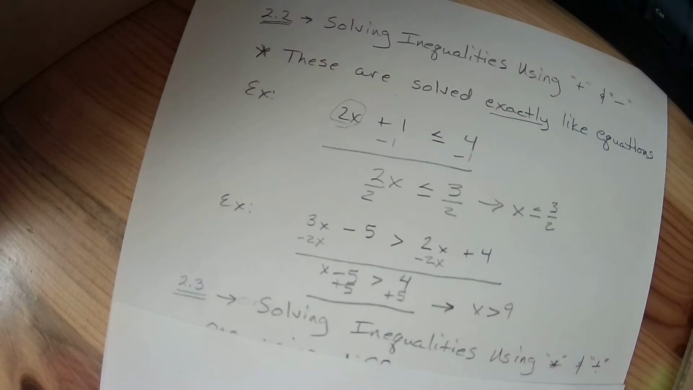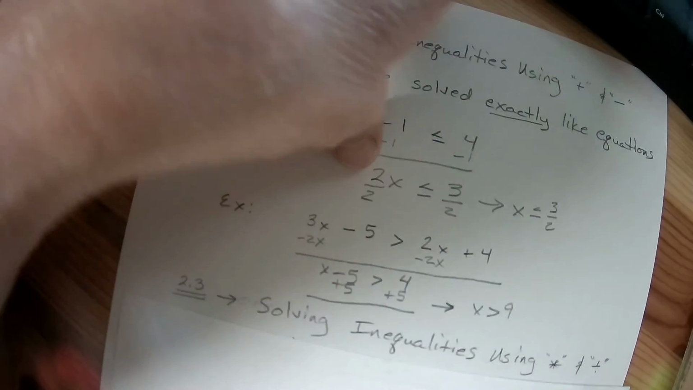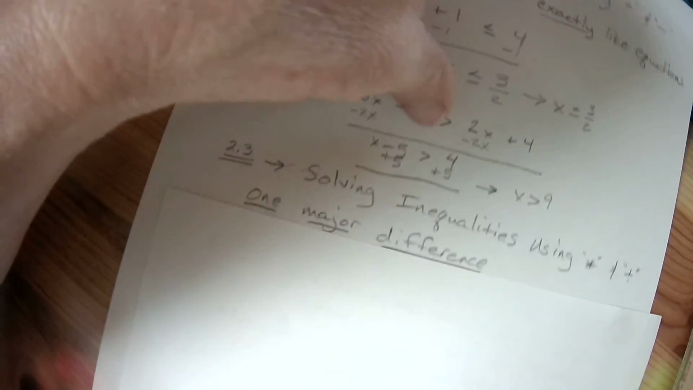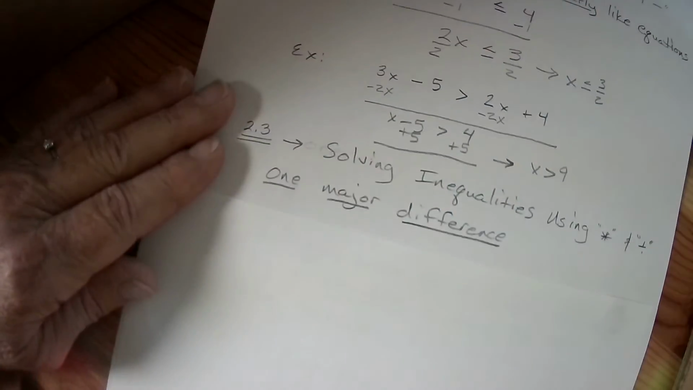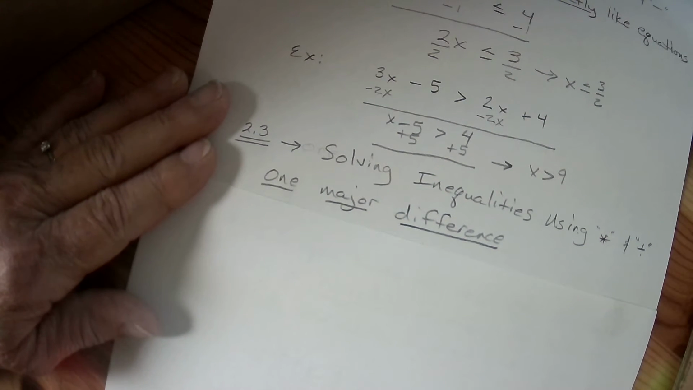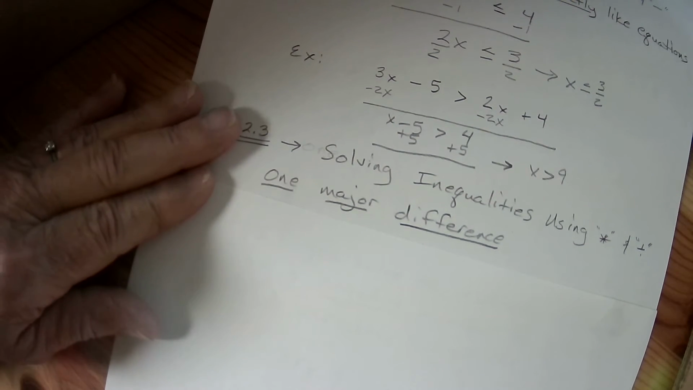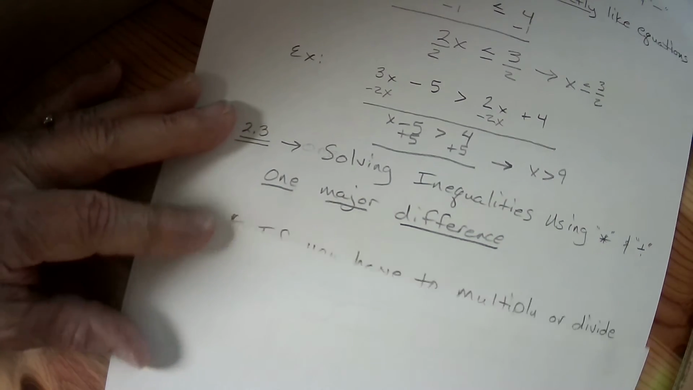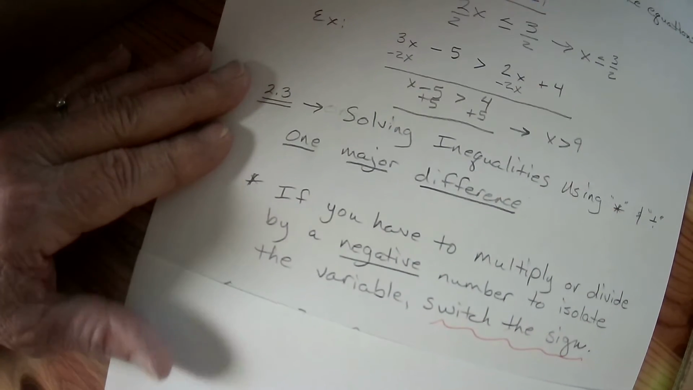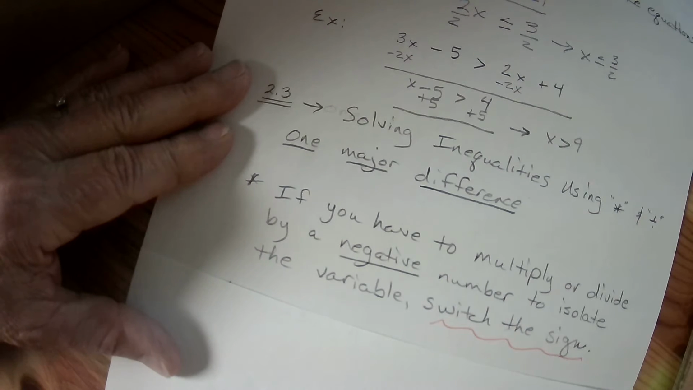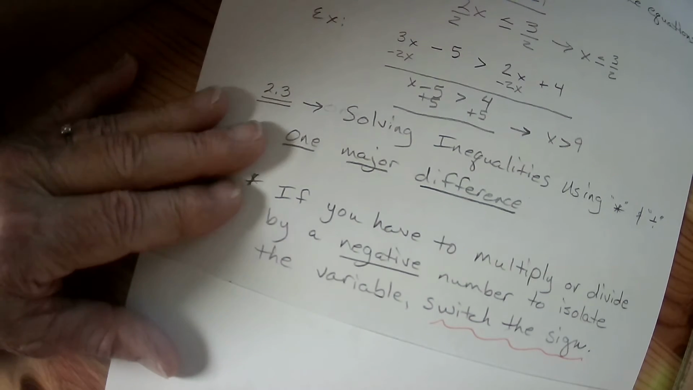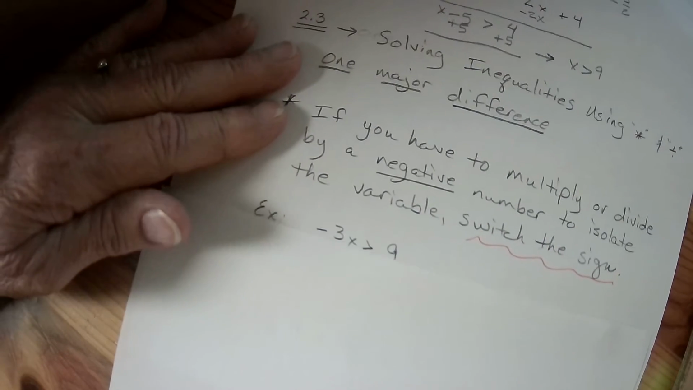Okay, so now that's all there is to 2.2. 2.3 is solving inequalities using multiplying and dividing. And here's where we're going to have our only major difference between solving inequalities and solving equations. And you're going to want to write down this rule. If you have to multiply or divide by a negative number to isolate your variable, you need to switch the sign.